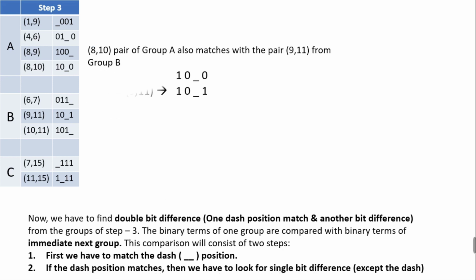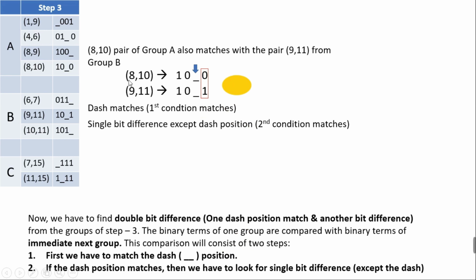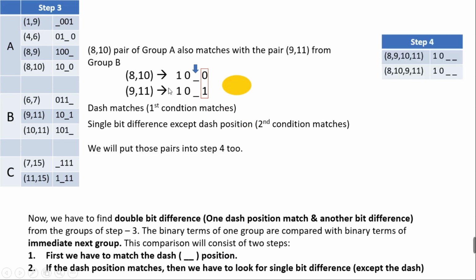So if we continue our checking, we'll see that the 8-10 pair of group A also matches with the pair of 9-11 from group B. You can see that the dash position actually matches. Both of the dashes are at third position, and we can also see that there is only one bit difference over here. So dash position matches and there is only one bit difference, so we're going to put them into our step 4 too. Just like that, 8-10 and 9-11 all join together, the previous dash will stay as it is, and for the new difference we'll put a dash over there. That's how we're going to be putting numbers into step 4.